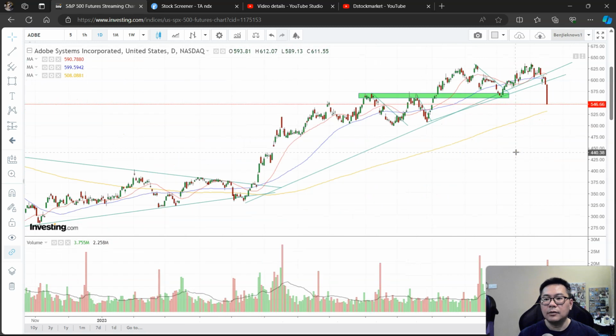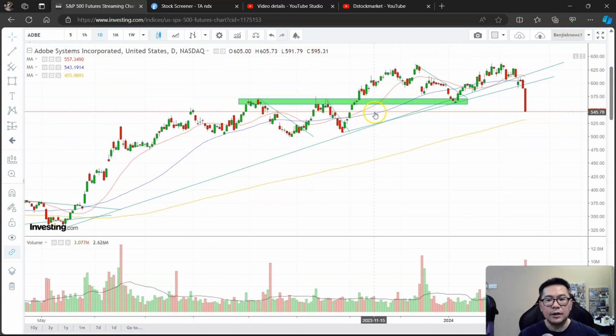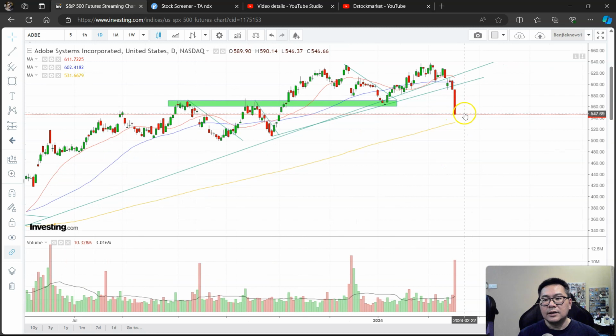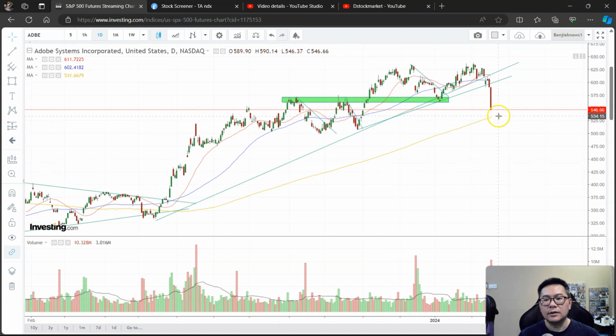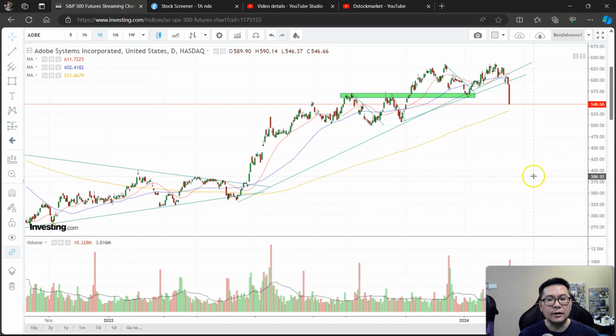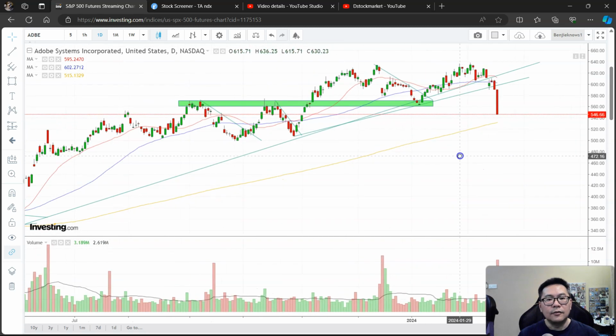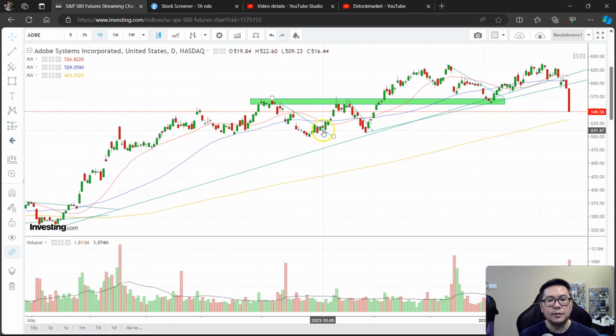So one good thing about it is there is a lot of support here, and if it can stabilize around here, then most likely it can go back up. If it doesn't, we might see it selling off again. So there are quite a lot of tradable areas here, like here, here, here. Even if a stock is not doing a nice big rise, uptrend, it does provide us with tradable opportunities.